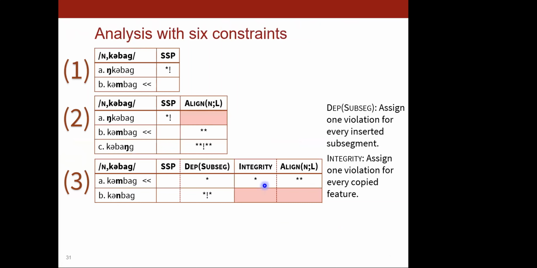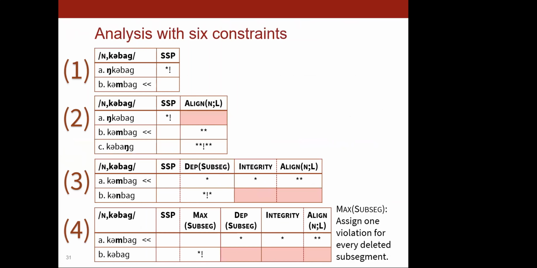When it copies that place, it violates this constraint called integrity, which basically says don't copy things from other segments. Don't take those. If it were going to be an epenthetic segment, so let's say it just always was realized as a coronal N, as the least marked form, that would violate dep subseg, which says don't insert that epenthetic segment. And if dep subseg is ranked above integrity, then copying is the ideal way to realize that feature as opposed to inserting. Okay. The fifth active constraint in this pattern is max subseg, which says don't delete the ghost element.